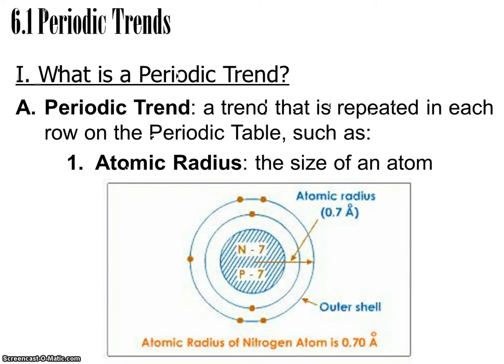A periodic trend is a trend or pattern. A trend just means a pattern, and this is a pattern that is repeated in each row on the periodic table. So we see the trend repeating periodically, which is why it's called a periodic trend.